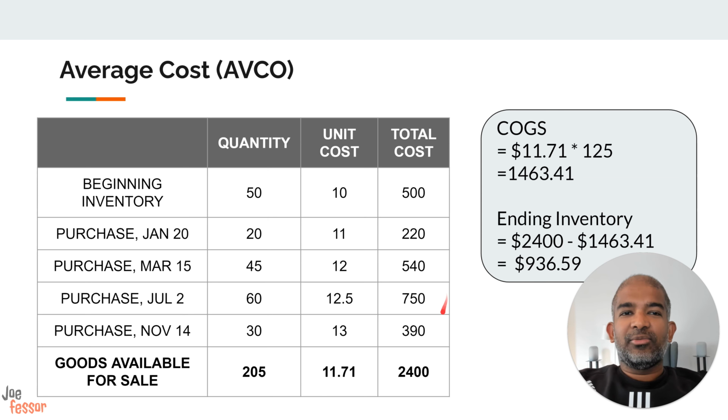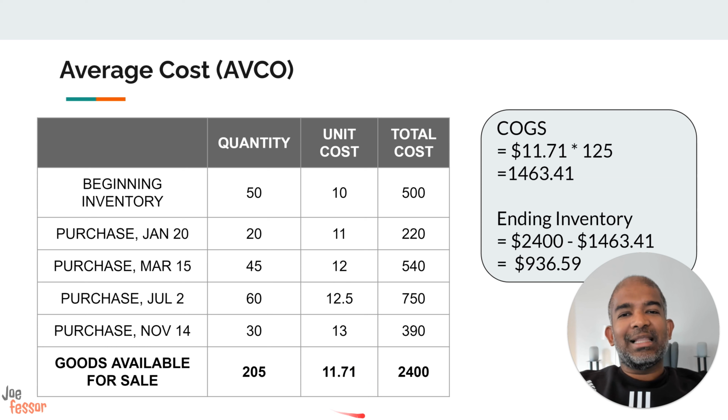So you repeat that for all the batches that were purchased during the year along with the beginning inventory. So in total the goods available for sale is $2,400, and the number of units available for sale during that period is 205 units, or 205 bottles. So when you divide 2,400 by 205, you get $11.71. That's the average unit cost for all the bottles that were available for sale during that year.